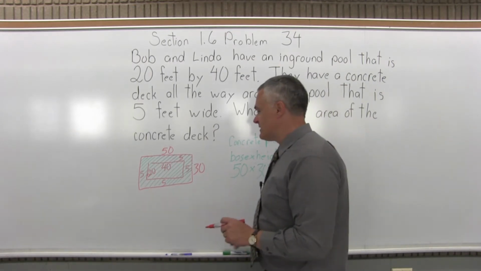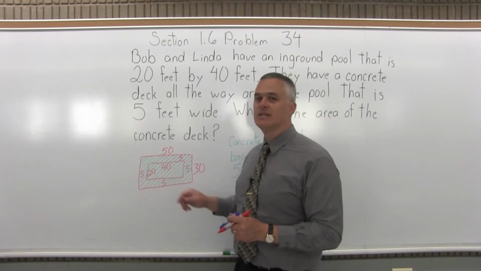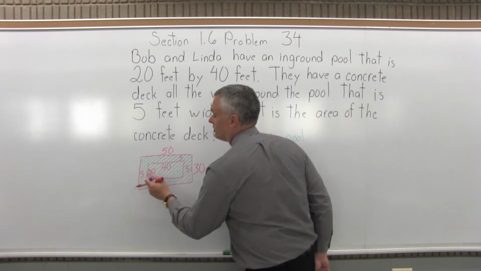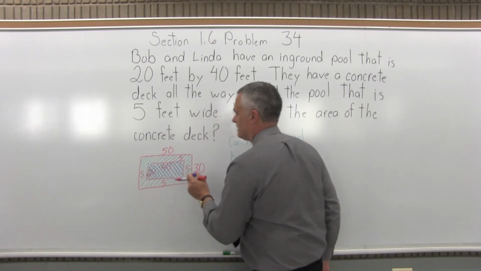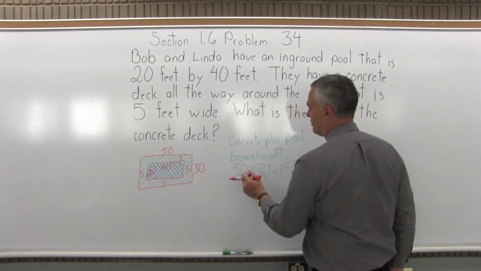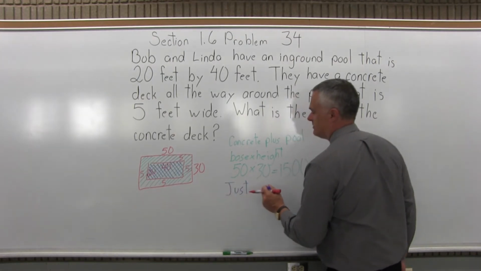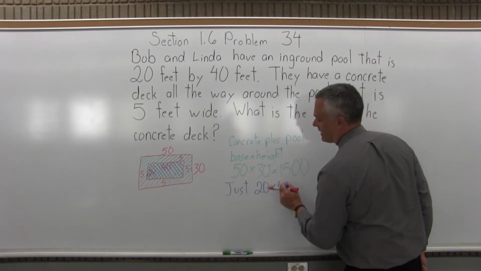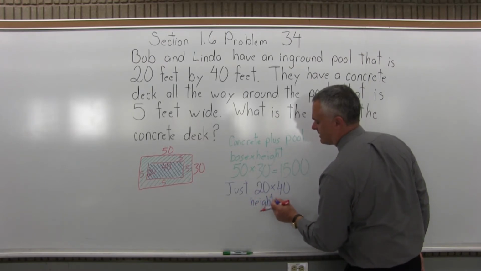So now, let's find the area of just the pool and subtract it, and then we'll have just the area of the concrete deck. So just the pool, I'll do in blue for the water in the pool. Concrete plus pool was 50 by 30. Just pool is 20 by 40, or you could write 40 by 20, it wouldn't matter. Again, I'm doing base times height. You could figure that I wrote the height first, but you can really multiply in either order and get the same answer.